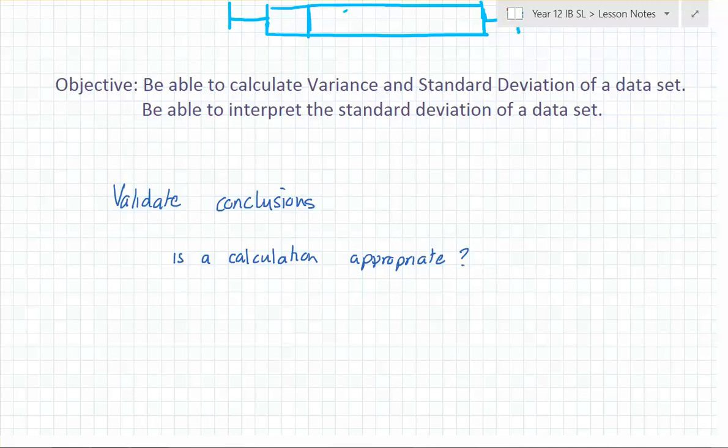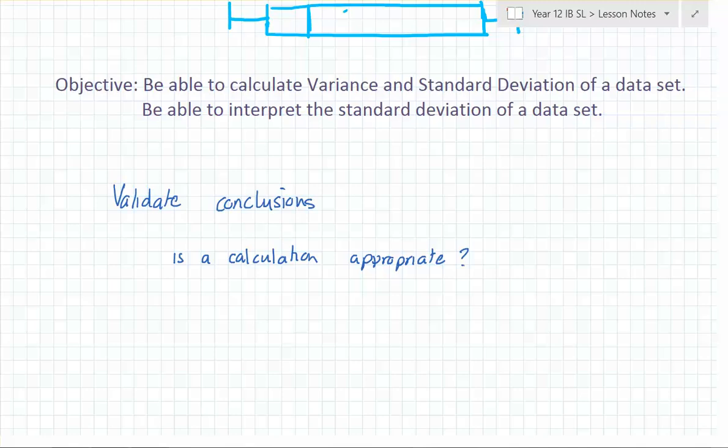So for instance, is the mean the right average to use? Would the mode have been a better representation? We don't say, well, maybe I did the mean incorrectly. That just makes you sound stupid. Was the mean the appropriate one? Okay. And we need to look at distribution of data. So variance and standard deviation helps us with this situation.